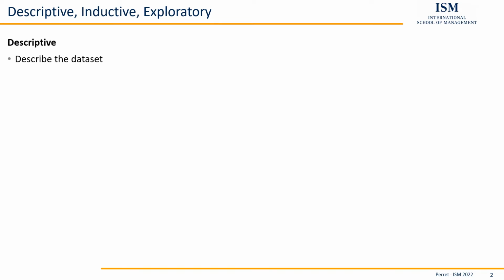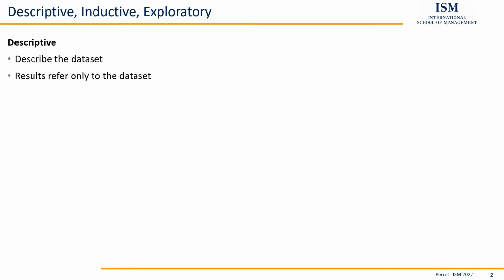Descriptive, as the name already says, simply describes the data set. So you want to give the reader an impression. Who are the people who actually took part in your survey? What's like the average income of them? Something like this. You want to describe the data you have.